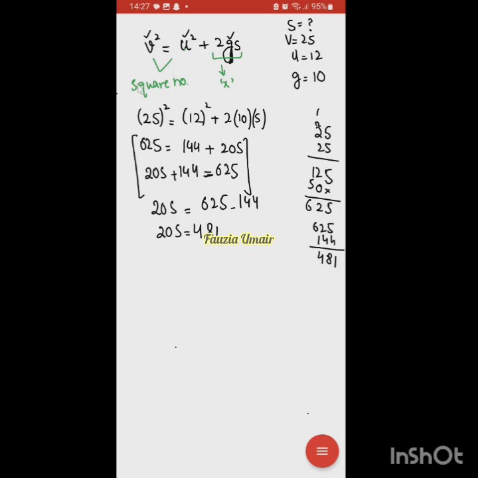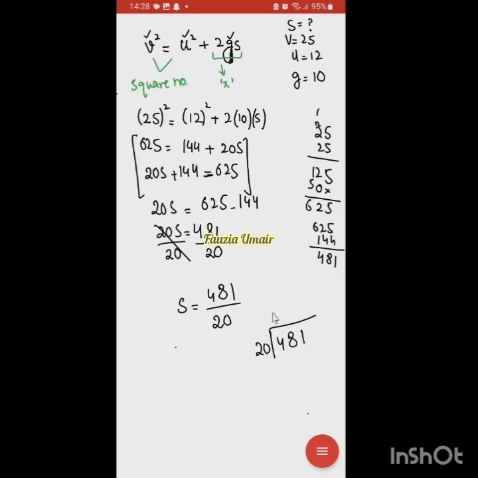So now what to do? Ma'am, add the denominator. Very good. Now add the denominator 20 in the denominator of both sides. This 20 is cancelled. So S is equal to 481 by 20. This is again an improper fraction. So we need to convert it into a mixed number.